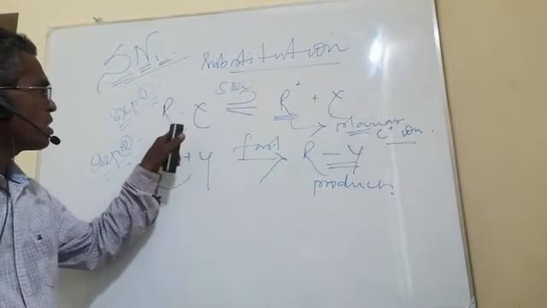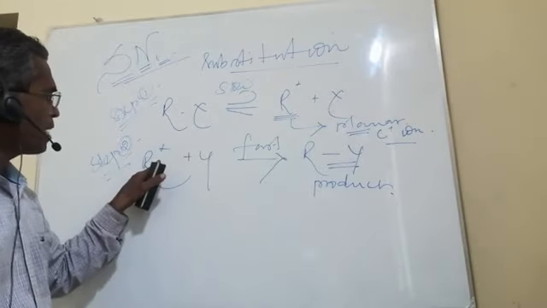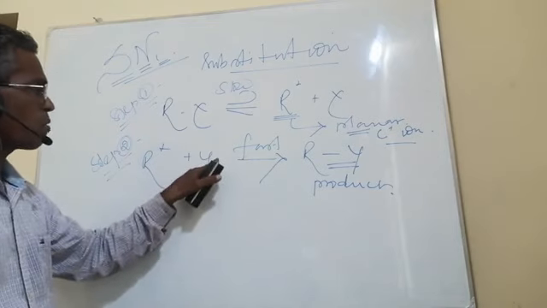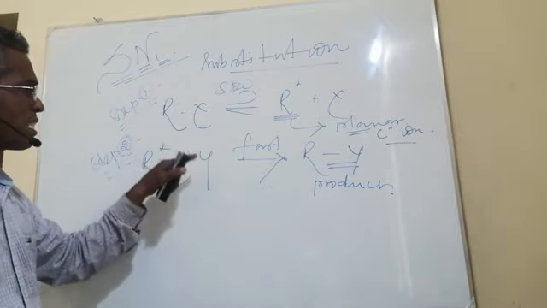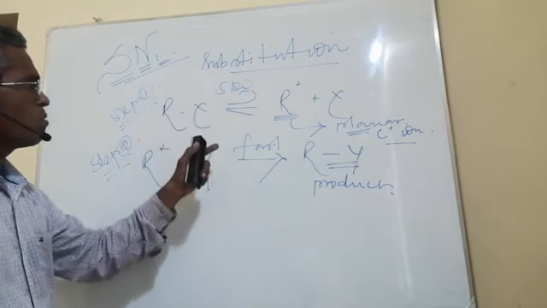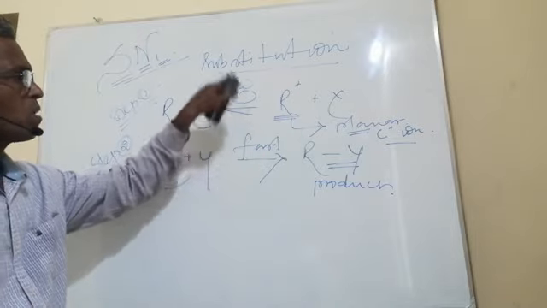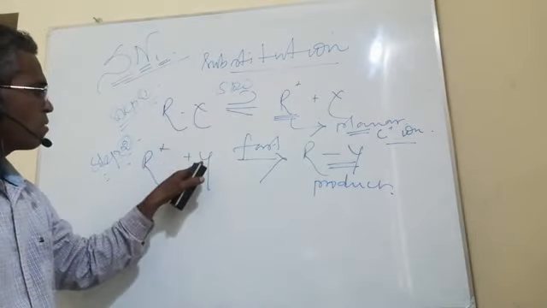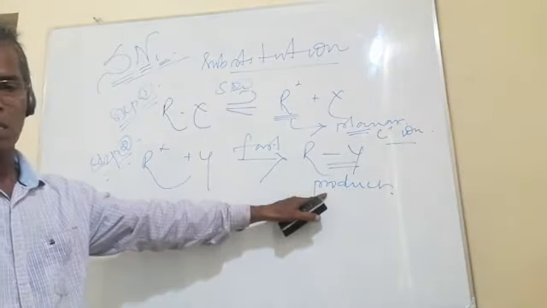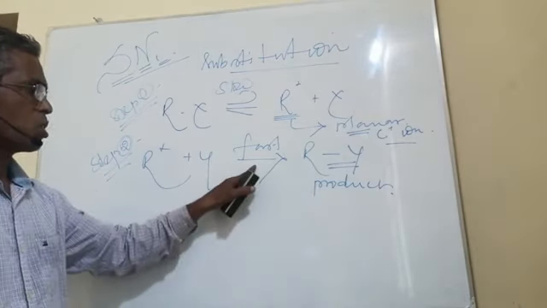So in the rate determining step, the substrate will be converted into a planar carbonium ion. The planar carbonium ion can be attacked in the second step, a fast step, by the nucleophile from either side, because all around your planar carbonium ion you can see the planarity. Therefore, Y can attack from any side of the planar carbonium ion, and it will be converted into RY. That is the final product in step number 2.